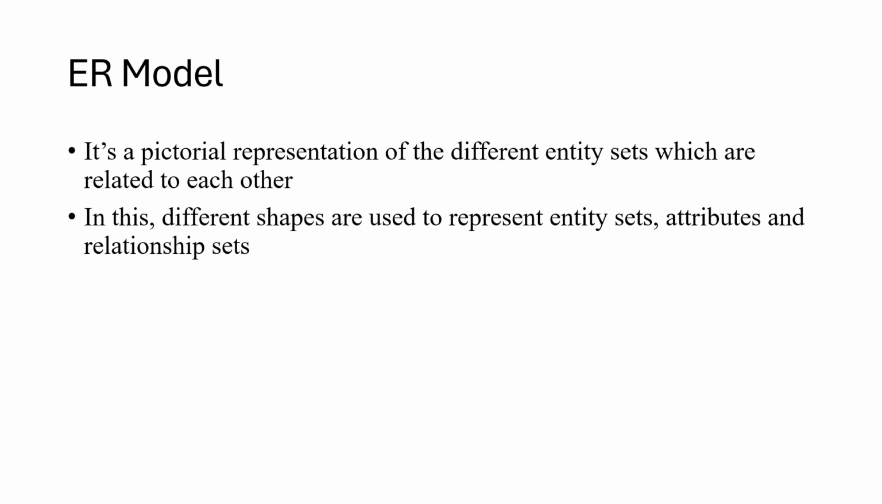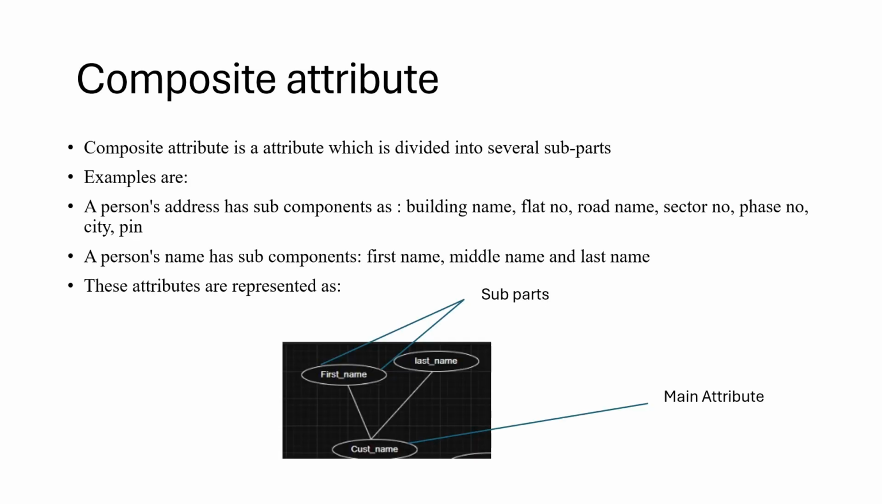It's a pictorial representation of different entity sets and how they are related to each other. Here the entity sets are represented by different sets of attributes. An attribute is nothing but a property of the entity, and an entity is nothing but an object which exists in this real world. To represent the object we need a set of properties, and those properties are nothing but the attributes. In this diagram, to represent the entity sets and their relationship sets, different shapes are used.